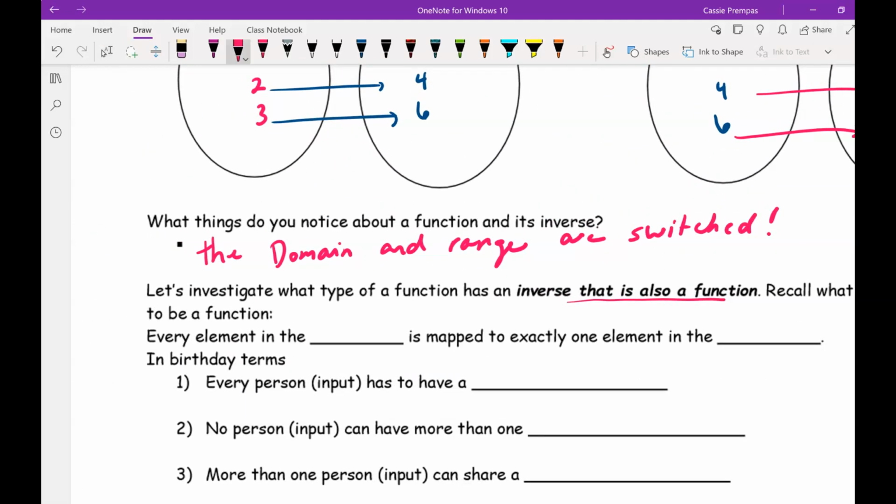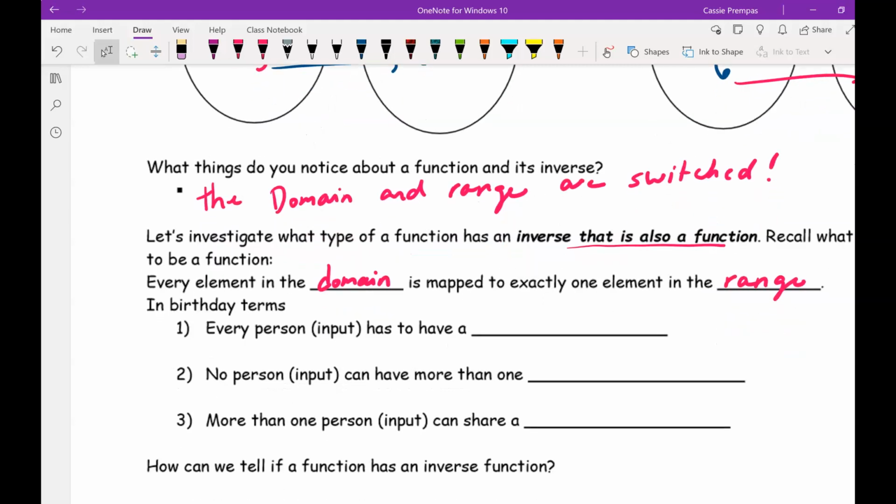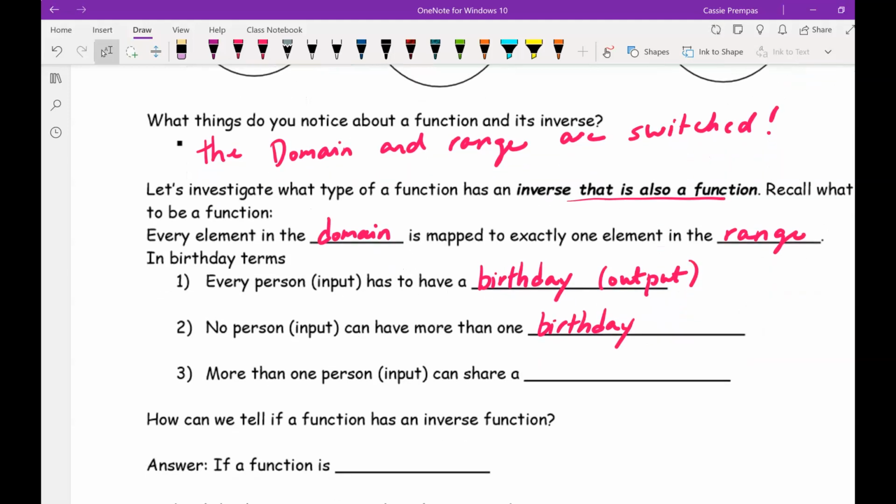For something to be a function, every element in the domain is mapped to exactly one element in the range. In birthday terms, remember we looked at people being the inputs, birthdays being the outputs, and we said every person has to have a birthday. In math terms, that means every input has to have an output. We said no person can have more than one birthday. In math terms, a condition for a function would be no input could have more than one output.